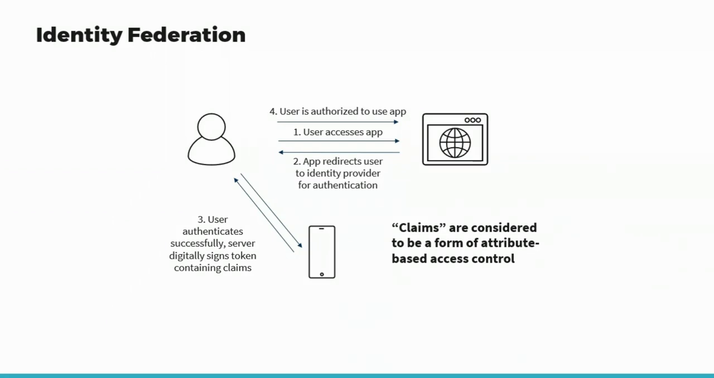All of this is transparent. All the user knows is they're signing into an app, and then they're in. So the use of claims then is considered to be a form of attribute-based access control, because permissions to use a resource are based on the values of attributes like a date of birth or an email address or whatever it is that is stored within the digitally signed token as a claim.